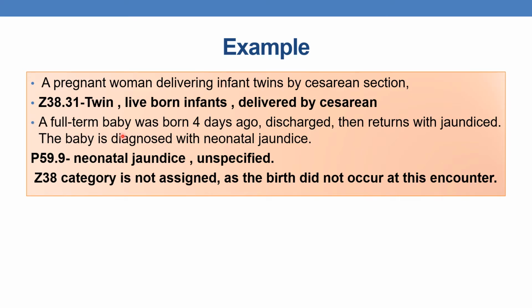A full-term baby was born 4 days ago, discharged, and then returned with jaundice. The baby is diagnosed with neonatal jaundice. Here, the PDX would be P59.9, a code from chapter 16, neonatal jaundice, unspecified. In this second case, we are not using a code from the Z38 category because birth did not occur at this encounter. That is important.